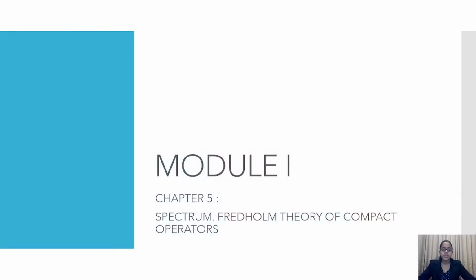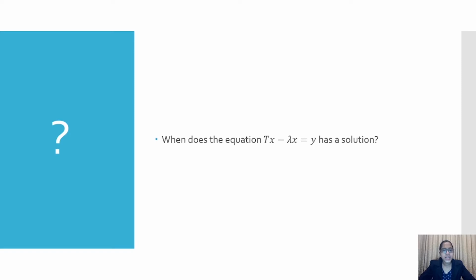So let us continue with our chapter 5 about spectrum and Fredholm theory of compact operators. In today's lecture, we are going to try to find an answer to a question. Now, what was the question? The question is, when does the equation T of x minus lambda of x equal to y have a solution? When does this particular equation have a solution? This is the question that comes to our mind.